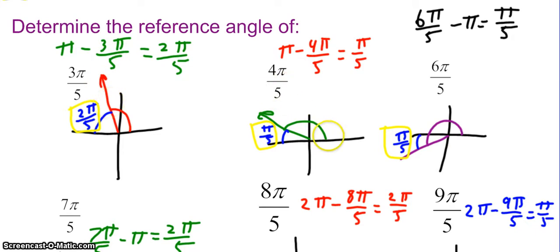4 pi fifths. The initial angle is also in the second quadrant. Therefore, the reference angle is going to be pi fifths. If I do pi minus 4 pi fifths, that's pi fifths. 6 pi fifths, now the original angle is in the third quadrant. The reference angle is still pi fifths because I am pi fifths away from the x-axis, which was 5 pi fifths. So here I can do 6 pi fifths minus pi, which is 5 pi fifths, and I'm left with pi fifths.